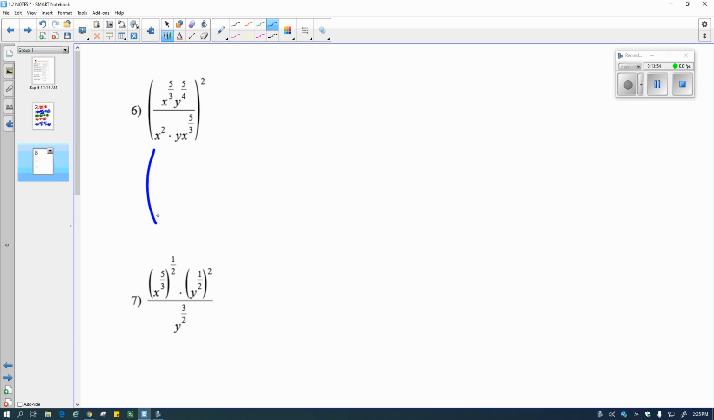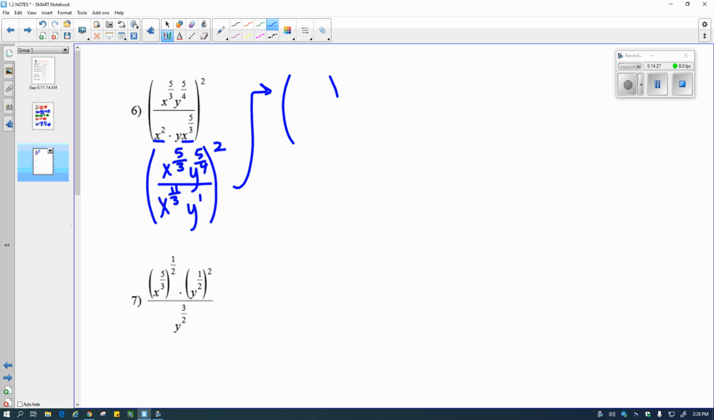In this next one, I am going to leave the squared on the outside. I'm not going to touch the top right now here. But on the bottom, I recognize that I have an x squared and an x to the 5/3. So I'm going to combine those together. I'll get x to the 11/3, and then a y to the 1st. And so I can here clean this up when I do my subtraction of the powers on the x's. I am a higher power in the bottom, so I will subtract those.